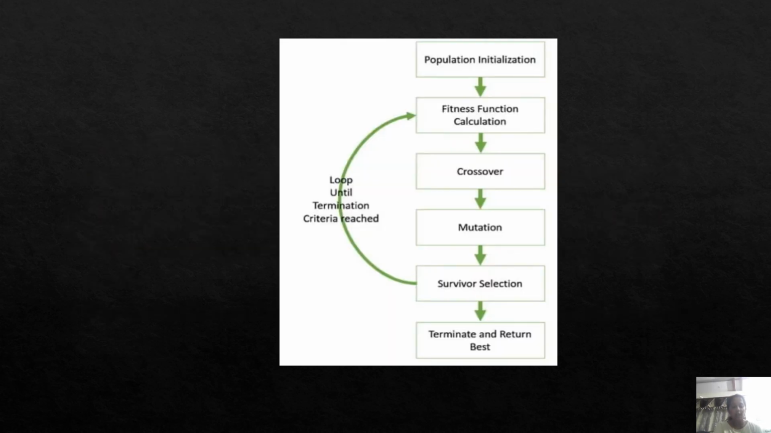This is a flow chart of how a genetic algorithm works. First population initialization takes place, then fitness evaluation takes place, then we select the individuals having more fitness, then apply crossover, then mutation, then the termination condition is checked, and it returns the best solution.